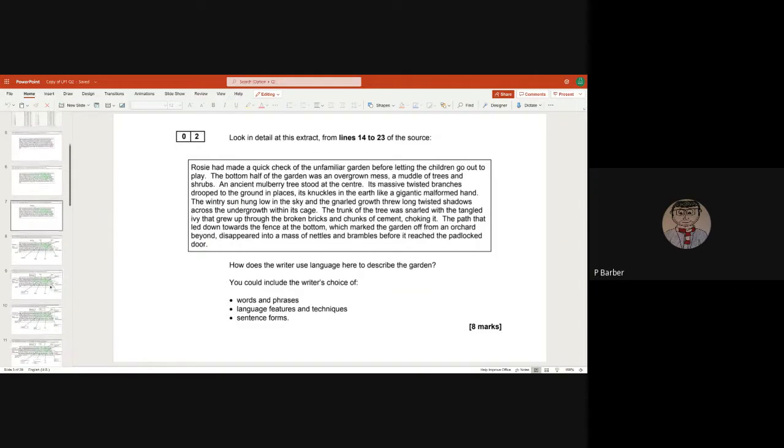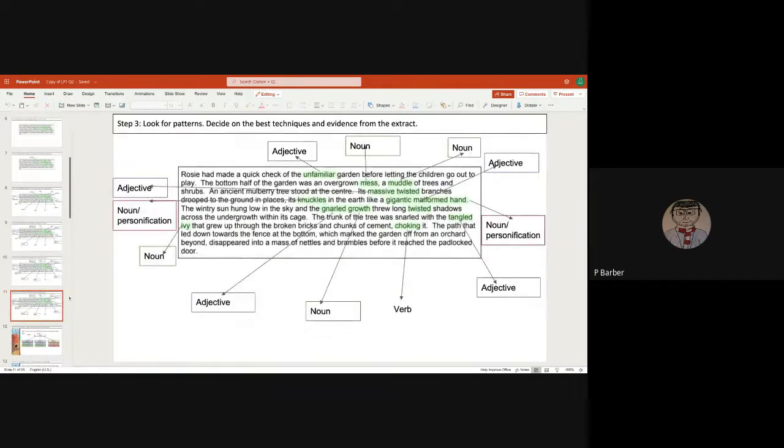And what you will end up with is something that looks a little bit like this, where we have the knuckles, example, annotated with personification, the idea of an unfamiliar garden being an adjective, the use of the gigantic malformed hand as imagery, but also simile. You've got the adjective tangled, the verb choking, the adjective gnarled, identifying these key elements of vocabulary that you can use. Now, in reality, you're probably only going to be using 2 or 3 of these quotations, but taking your time just to identify them is obviously very significant.